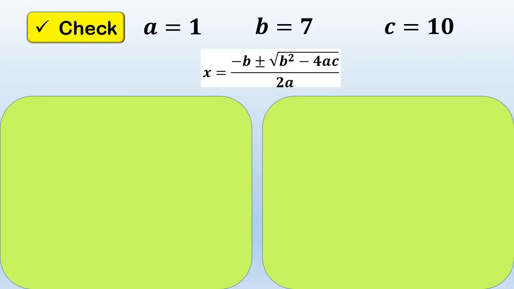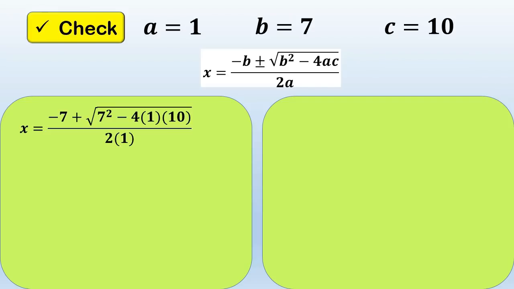Let's substitute. It will become x is equal to negative 7, 7 for the value of b, plus square root of 7 squared minus 4 times 1, which is the value for your a, times 10, which is the value for your c, over 2 times 1. Let's simplify. Just copy negative 7. So x is equal to negative 7 plus square root of 7 squared is equal to 49 minus 4 times 1 is equal to 4.